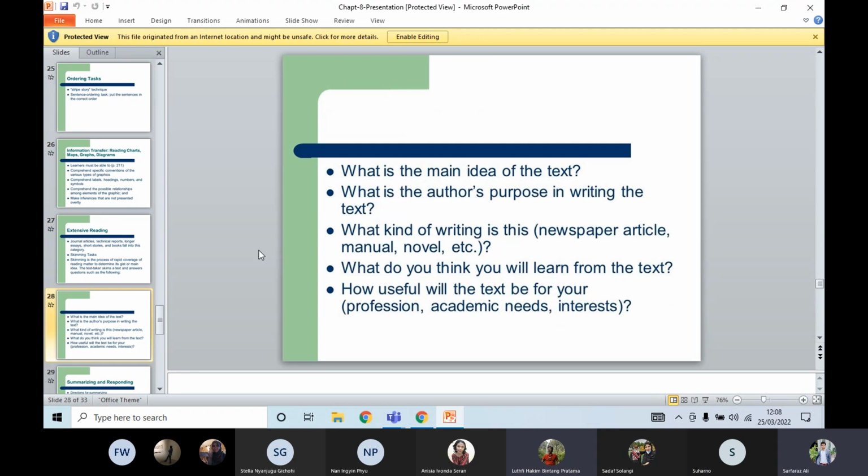In it, we always ask different types of questions of ourselves while we read. When we apply this strategy on the text, we ask what is the main idea of the text, what is the author's purpose in writing the text, or what kind of writing is involved, a newspaper article, a manual or a novel, or what do you think you will learn from the text? How useful will the text be for you, whether related with the profession, academic needs, or interest? These types of questions are sequenced in the skimming technique.